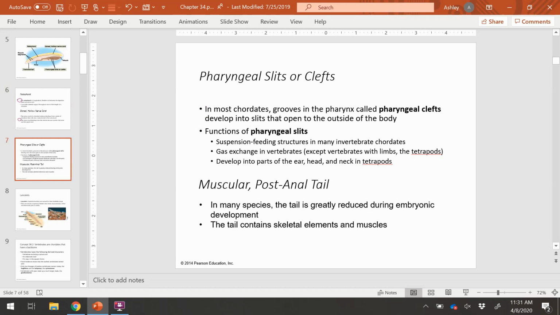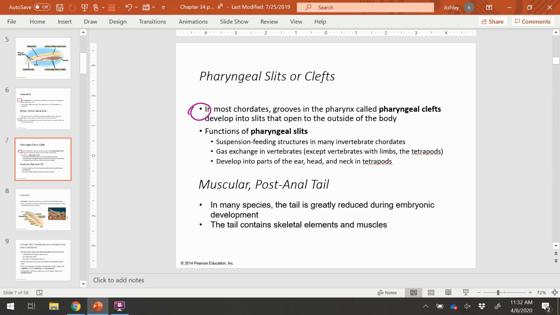And so looking at the next one here, pharyngeal slits or clefts has many different developmental functions depending on the chordate. So suspension feeding structures are in many invertebrate chordates. So this is going to filter the water for food and for particles needed. Then in others, it will be gas exchange like gills. Or for those that have different respiratory structures, it'll develop into parts of the ear, head, neck, mouth region, and that would be for tetrapods that we'll see. So pharyngeal slits or clefts, these are grooves in the pharynx, so that's important there.